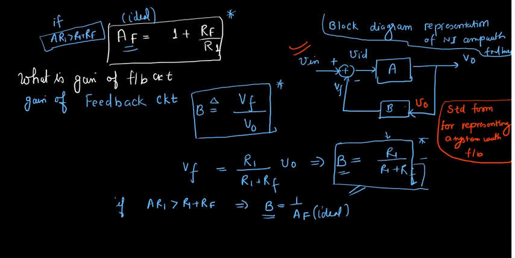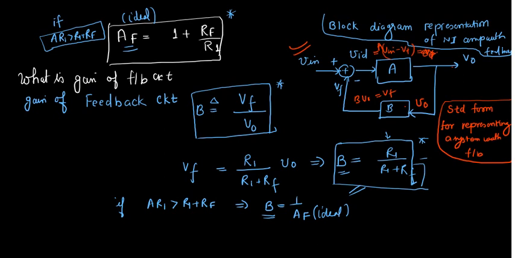But now VID is V in minus VF. V naught is A times this, which is equal to A times (V in minus VF), and B times V naught is equal to VF, and this is your V naught, right? So you can equate it, and you can see that the answer will be this only. So in controls, you will see this circuitry. It is just for the sake of completeness, that is how we represent the feedback.